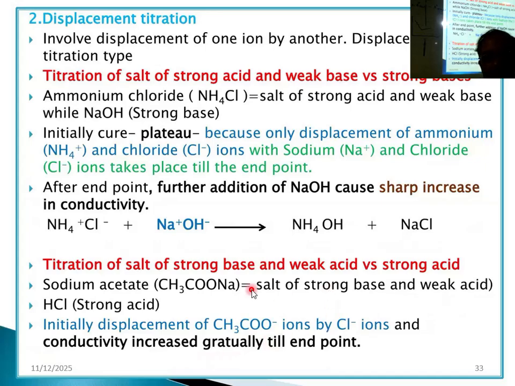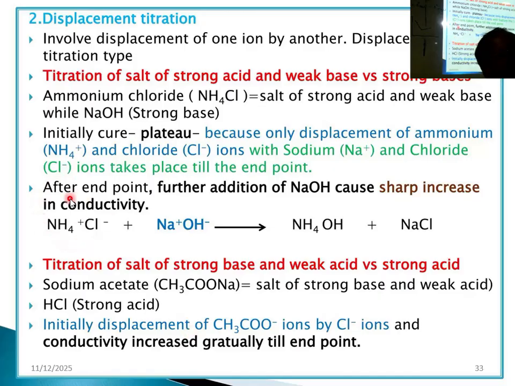Next is the displacement reaction. Ammonium chloride plus NaOH gives ammonium hydroxide plus NaCl. So how will the plot be? Ammonium hydroxide has low conductance, so the conductivity will fall.